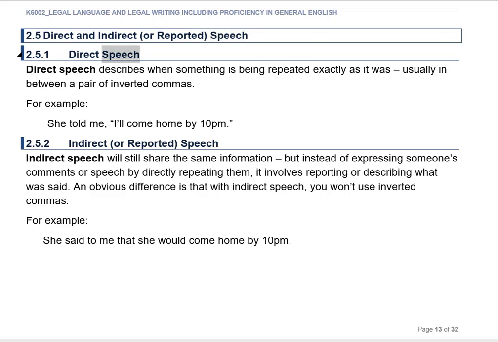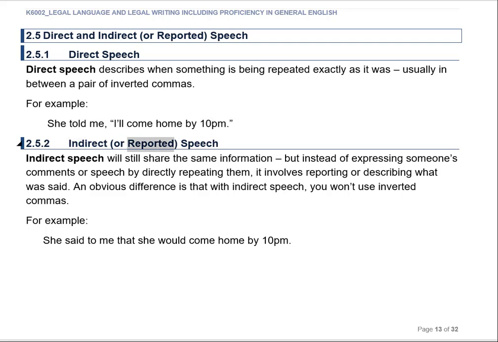Direct speech. Direct speech describes when something is being repeated exactly as it was, usually in between a pair of inverted commas. For example, she told me, "I'll come home by 10 p.m."